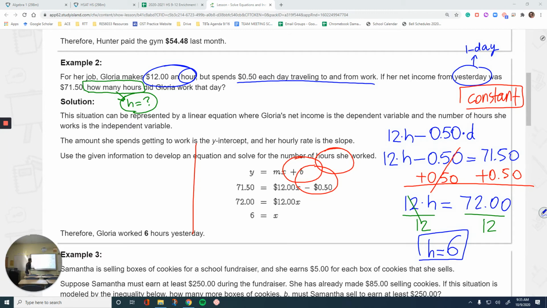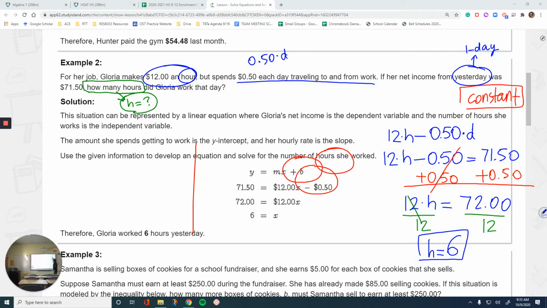Set your equation up. This was an equation. It wasn't an inequality. And then get your variable by itself. And remember, it said $12 an hour. That's why I put 12h, because I didn't know how many hours it was. And then it said $0.50 each day. So it says each day. That means make it like this, times d.